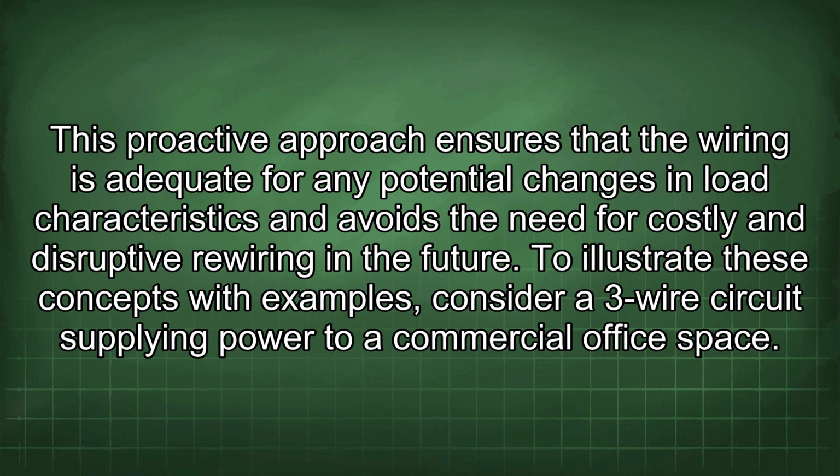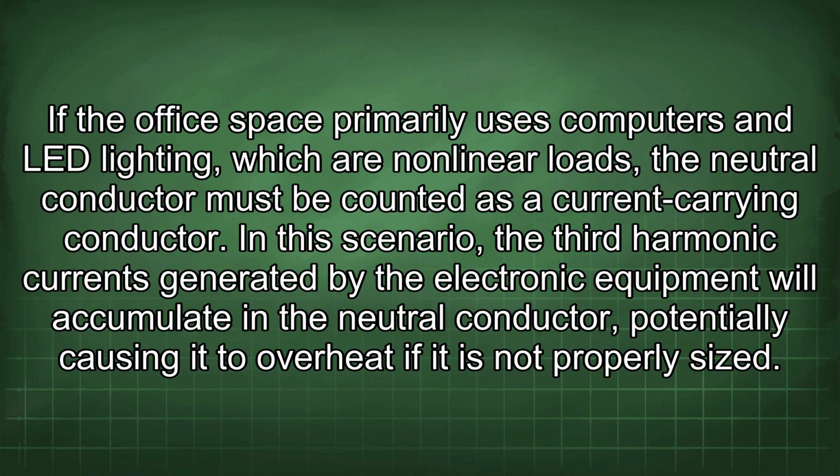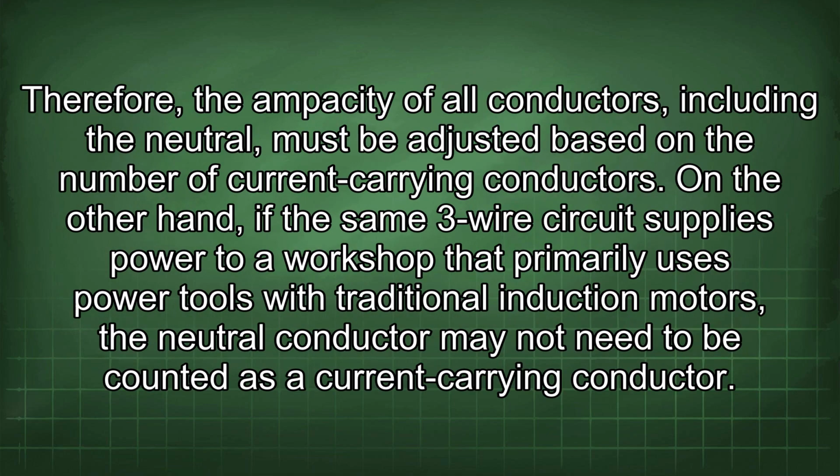To illustrate these concepts with examples, consider a 3-wire circuit supplying power to a commercial office space. If the office space primarily uses computers and LED lighting, which are nonlinear loads, the neutral conductor must be counted as a current-carrying conductor. In this scenario, the third harmonic currents generated by the electronic equipment will accumulate in the neutral conductor, potentially causing it to overheat if it is not properly sized. Therefore, the ampacity of all conductors, including the neutral, must be adjusted based on the number of current-carrying conductors.